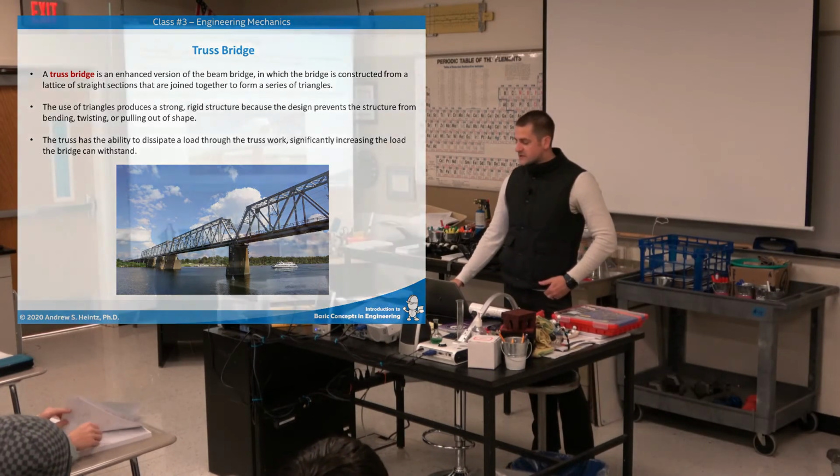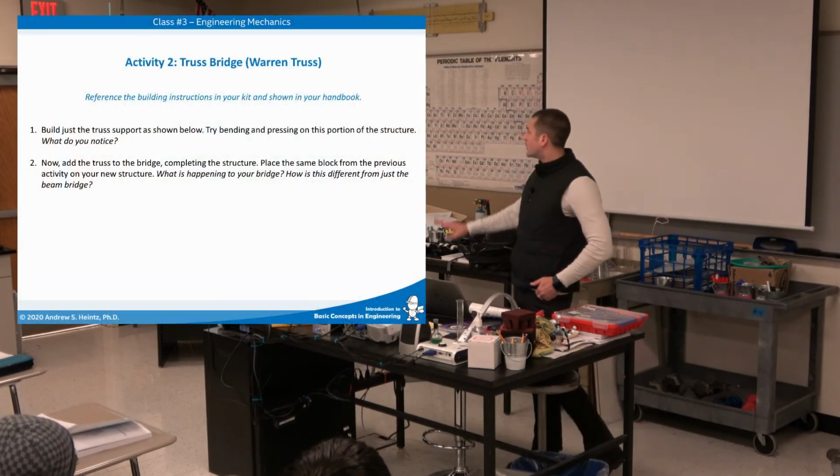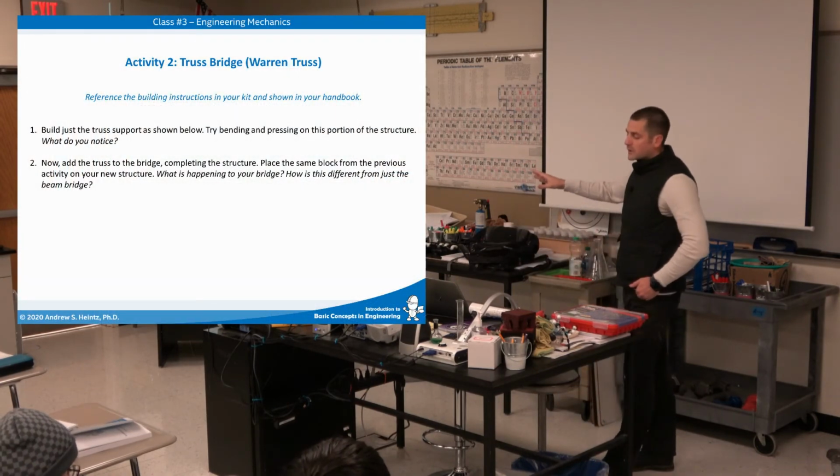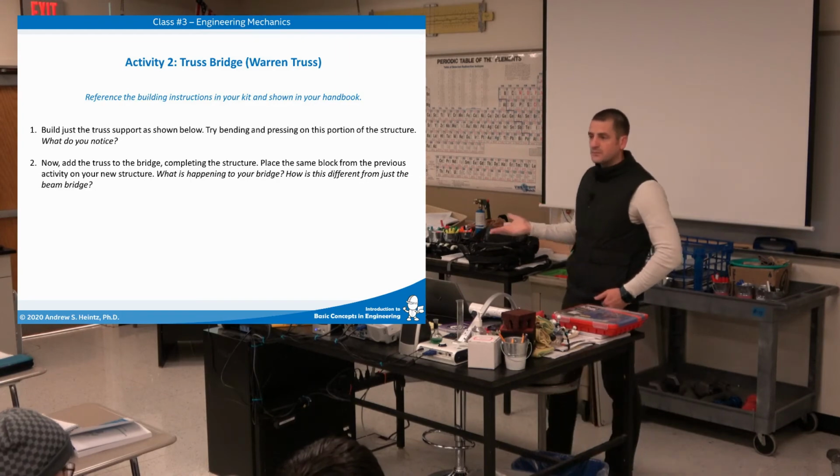So activity 2, we are going to build what we call a Warren truss bridge, and we're going to look at the differences in our bridge, okay?